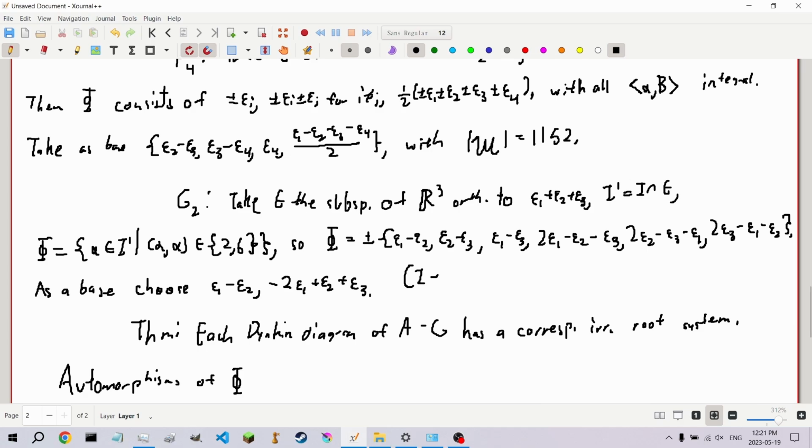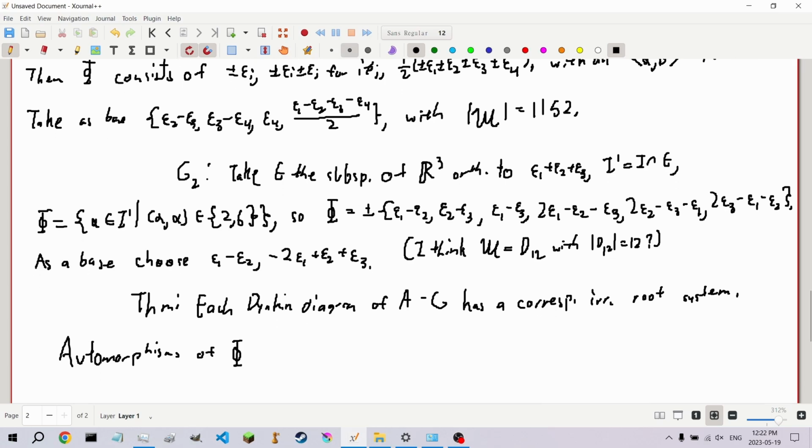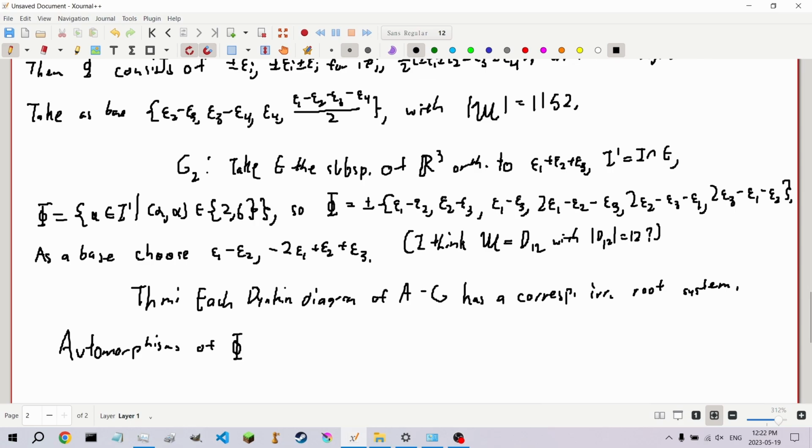I'll put a side note here. I think that the Weyl group of G2 is the dihedral group of order 12, where the notation of the dihedral group is always kind of messy. So this is the one with order 12. Now, automorphisms of our phi. If you recall, the Weyl group is a normal subgroup of the automorphism group of phi.